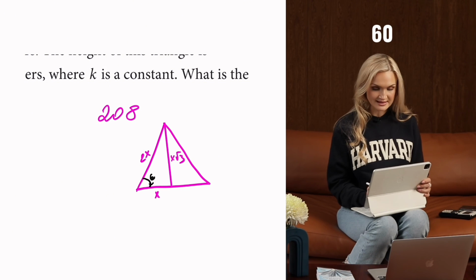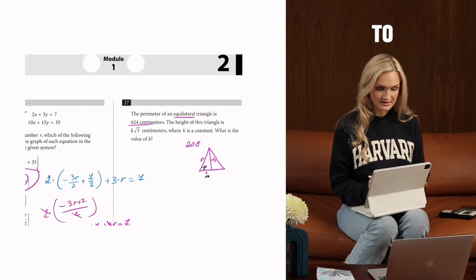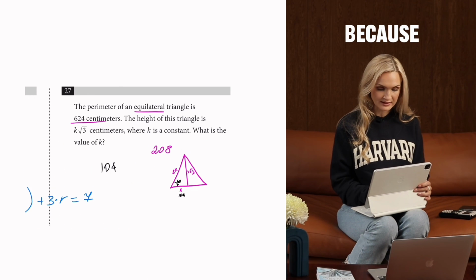So this one is going to be 60 degrees. This one, x, is going to be 104. K has to be 104 rad 3 as well.